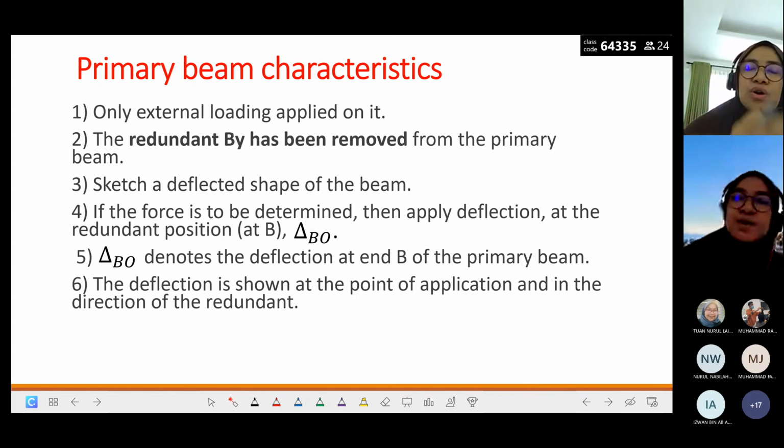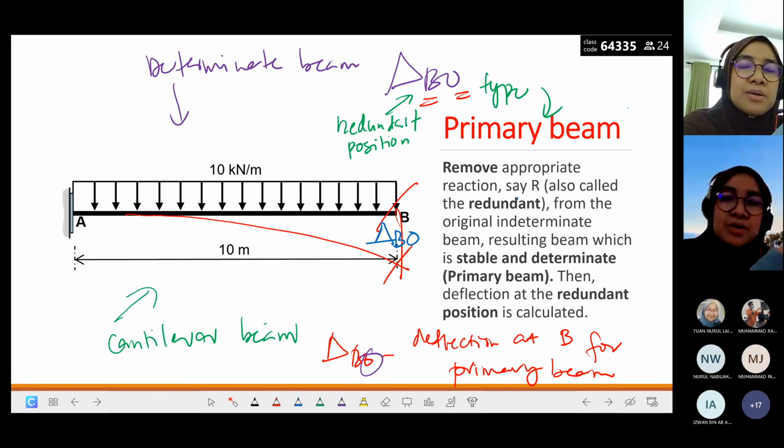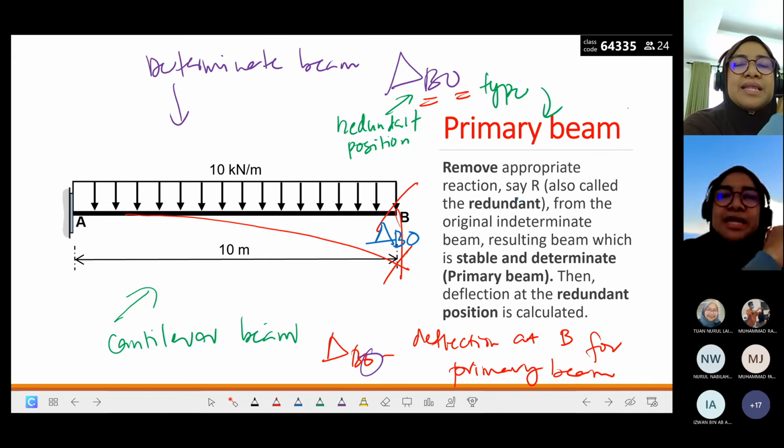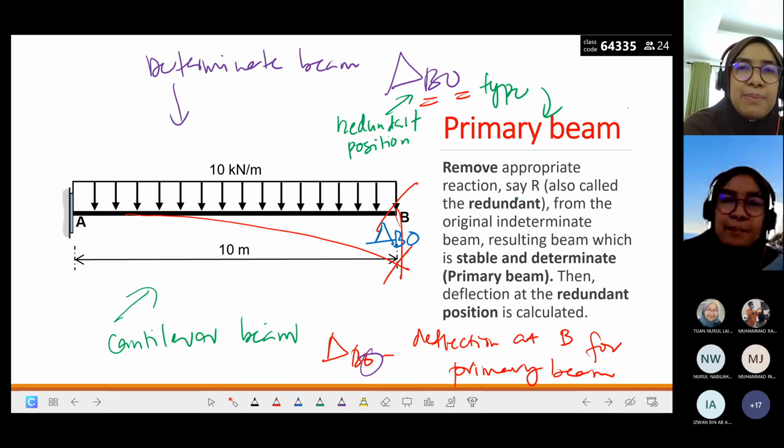Lepas dah remove, draw deflected shape. So kita dah draw deflected shape. Okay. So dia jadi cantilever. Cantilever beam. And then cantilever beam dia ada deflection. Okay, deflection at B. Deflection at B we mark as delta B naught.